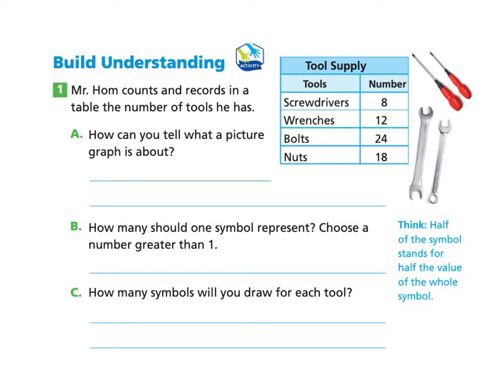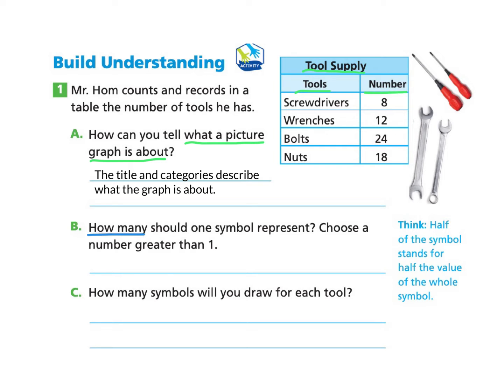Let's look at part A. How can you tell what a picture graph is about? We know that this graph is about tool supply because it has a title. We also know that the categories are tools and numbers, and so that's how we're going to find the information for the tool supply. So we can answer, the title and categories describe what the graph is about.